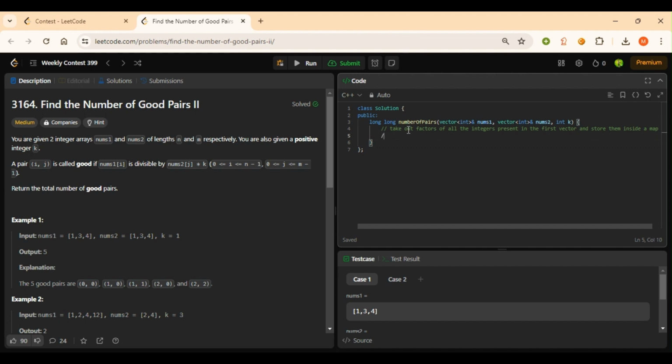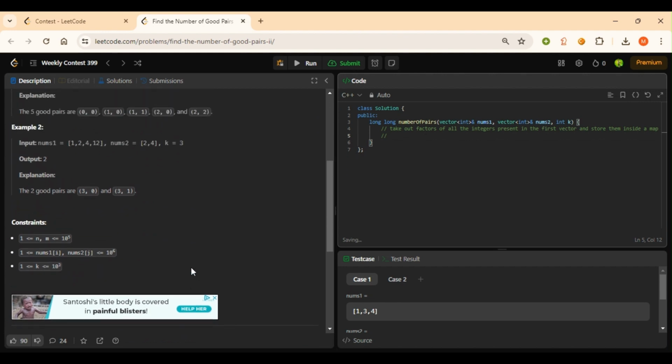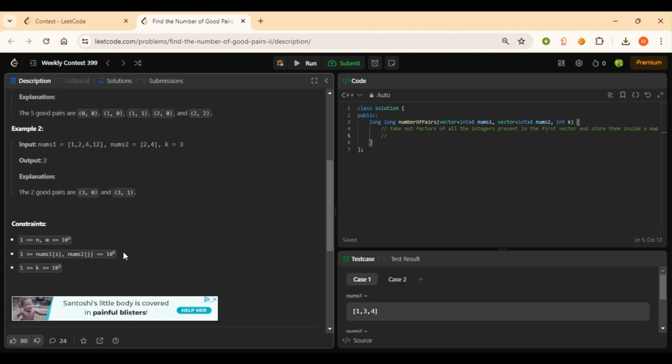You can also use a vector here because the numbers are up to 10 power 6. So you can use vectors also, but I have used a map. You can store them inside a map along with their frequencies.